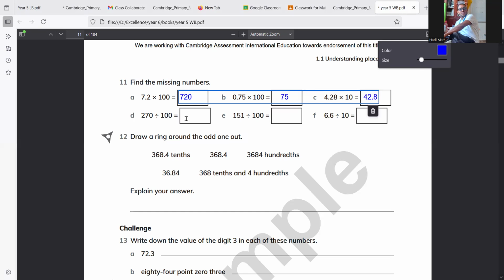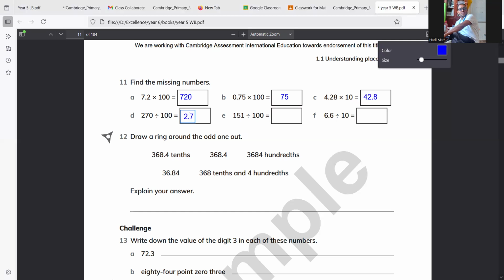Let's go to question number D. This number here we divide by 100, sorry. When we divide by 100, we cancel 2 zeros. But here we have only 1 zero. What can we do? Don't worry. We just take the 0 out and you don't have another number. So put decimal point after 1 digit.